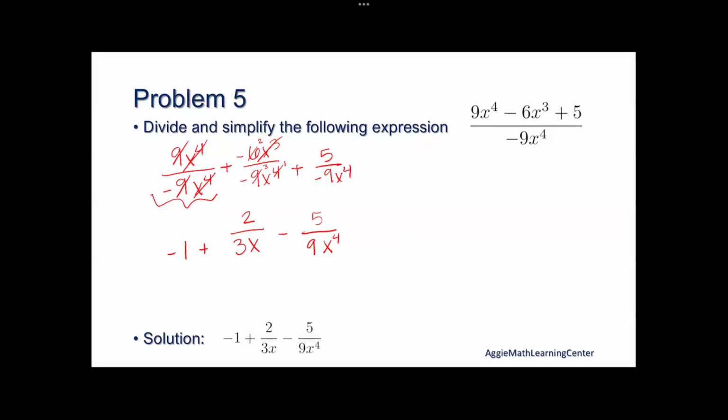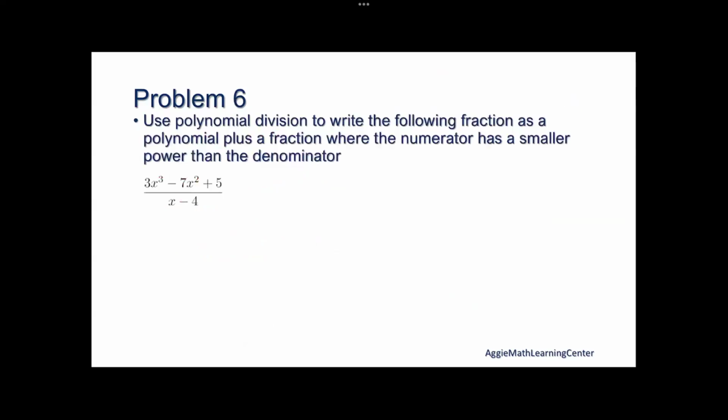Does anyone have any questions with the monomial process? Okay, cool. We're going to do one with long division now. So long division, we'll set it up just like she did earlier. So we'll go over here so I have more room. 3x cubed minus 7x squared plus 5. And then we'll have our x minus 4 that we're dividing by.